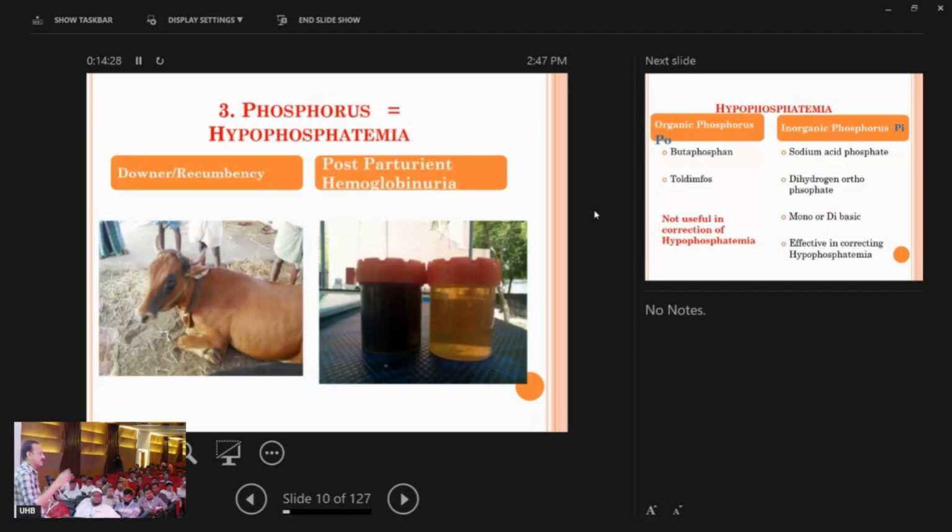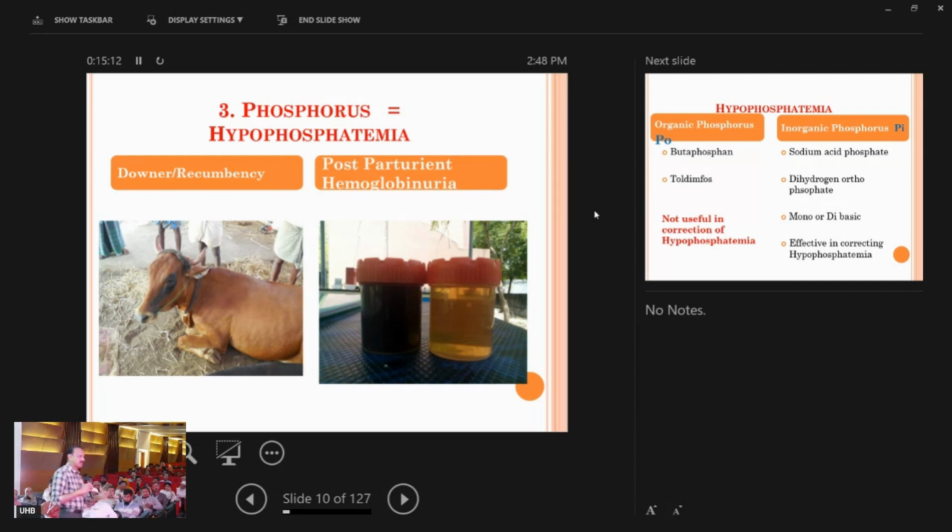And the next thing is phosphorus. The most important thing in our clinical practice, in large animal practice, is phosphorus. Many of us routinely use phosphorus in practice. In which conditions are you using phosphorus? Pica. Then mostly you will be using it in infertility cases, repeat breeders, or anestrus. Then any other? I just want to know one answer. Any other disease conditions you would have tried?